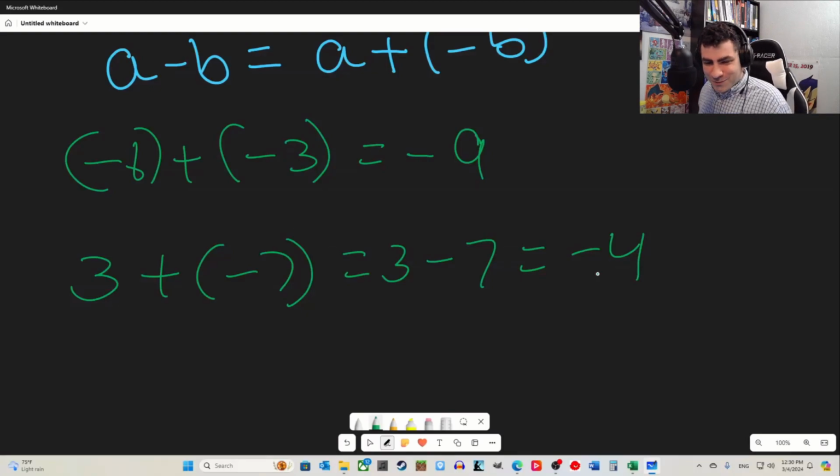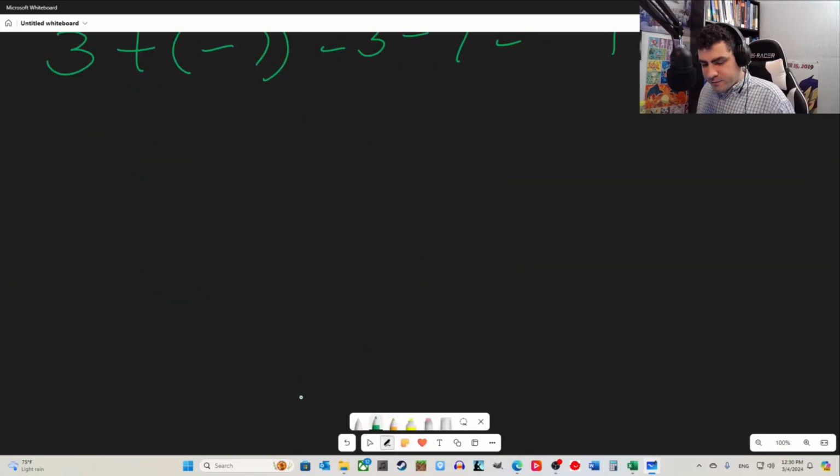All right, moving on. Let's do some subtraction problems. Let's say we have 5 minus 9. How can I think of this as an addition problem? 5 minus 9.